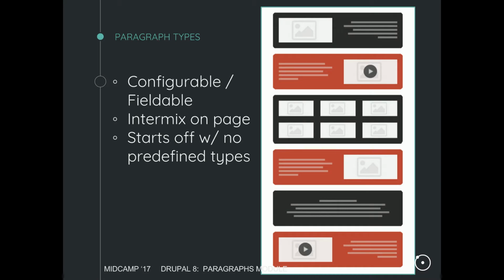When you first set up the module, it'll come with no predefined paragraph types. So it's up for the designer and the dev to specify which kind of paragraph types to add for a specific site. So it's really highly customizable, and it meets the different client site requirements and branding.